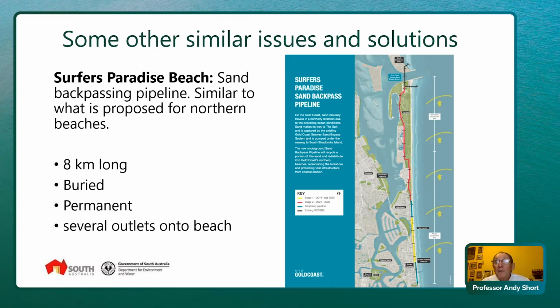And that's proving very effective in maintaining the width of the section of beach along Surfers Paradise, Narrow Neck, main beach, and along the spit. So that's, I think, the closest approximation to what is being proposed for the Adelaide coast.